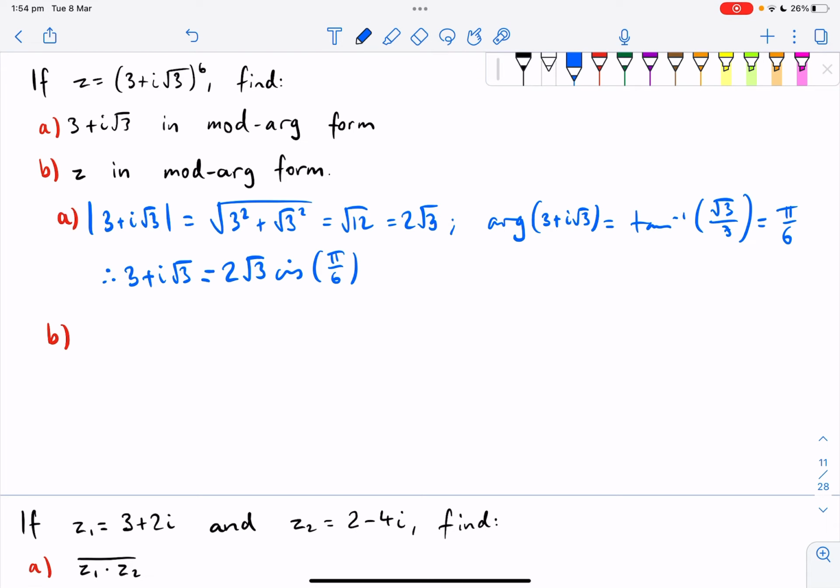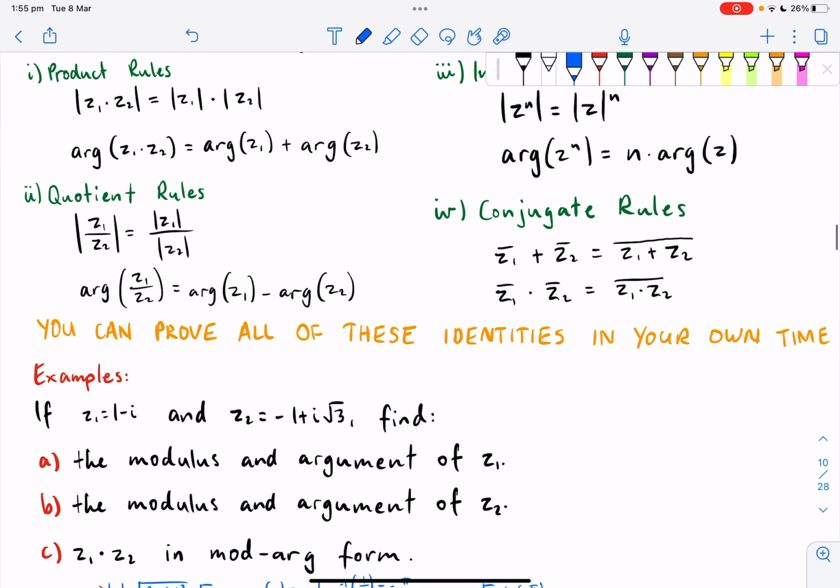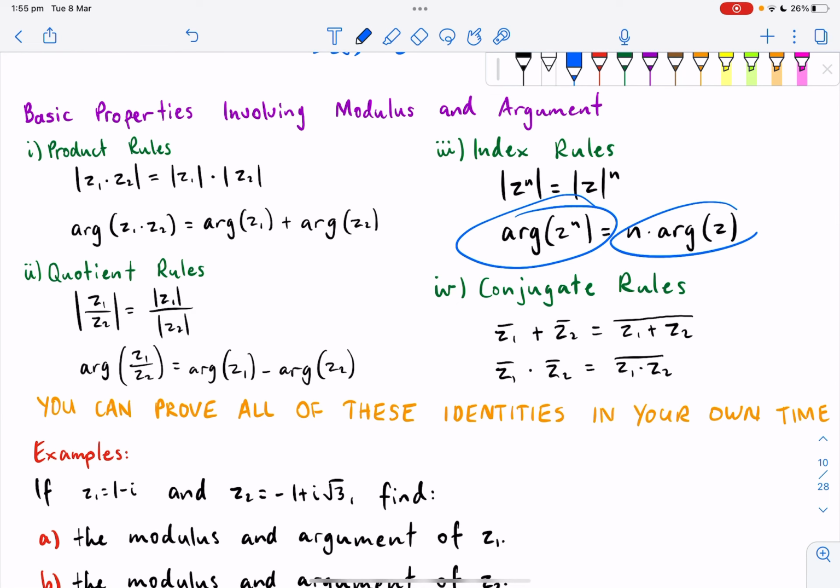So now we're going to find Z. So actual Z is Z equals (3 plus i root 3) to the power of 6. To the power of 6, it's a bit tricky to expand this, but we make life easy for ourselves. So we get 2 root 3 cis pi on 6, as we've already done all the hard work, to the power of 6. Now you apply the power of 6 to the modulus. That's one of the modulus rules. We just apply the power.